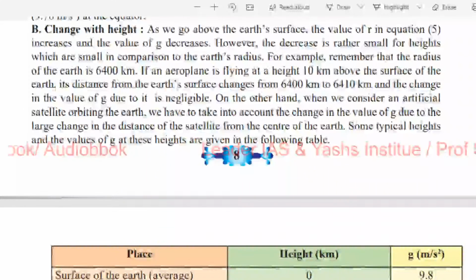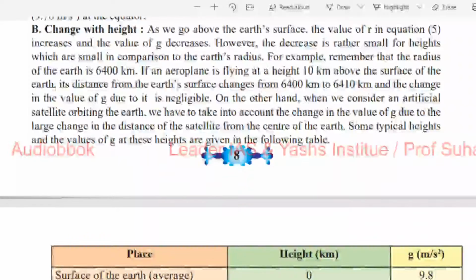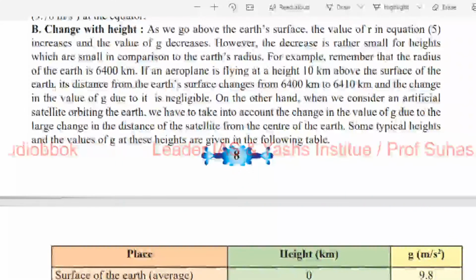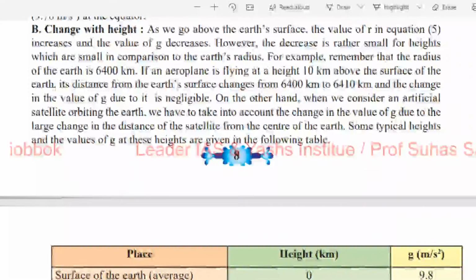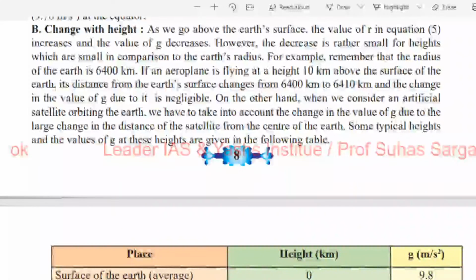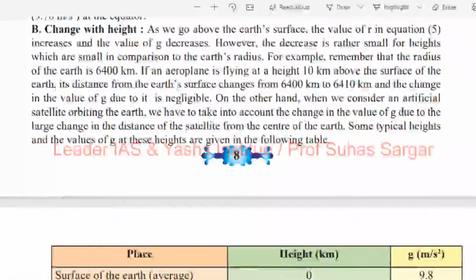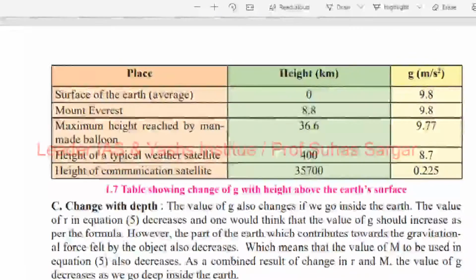On the other hand, when we consider an artificial satellite orbiting the Earth, we have to take into account the change in the value of small g due to the large change in the distance of the satellite from the center of the Earth. Some typical heights and the values of g at these heights are given in the following table. See these pictures. Table showing changes in small g with height above the Earth's surface.